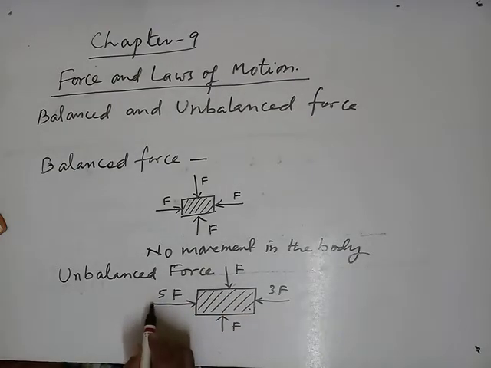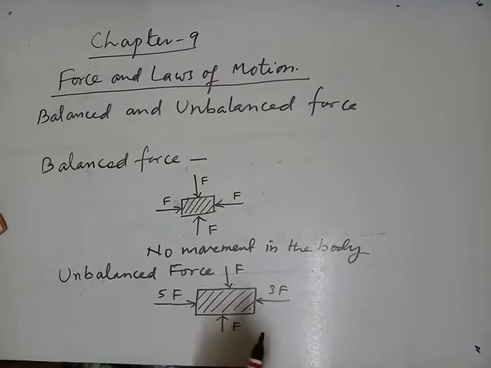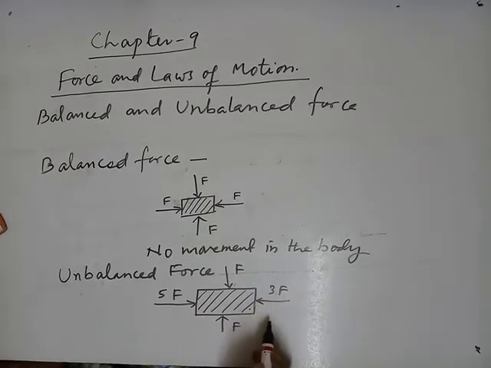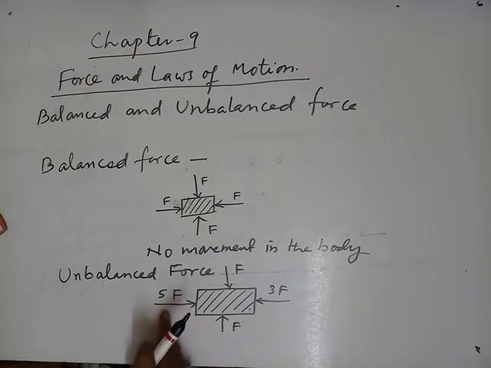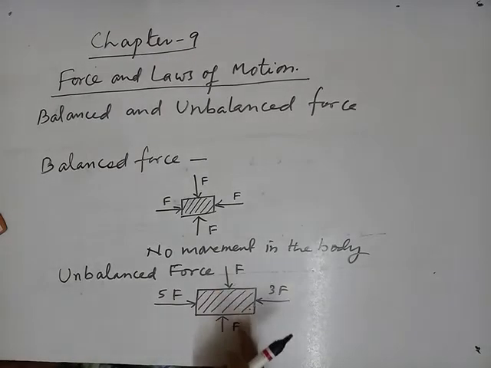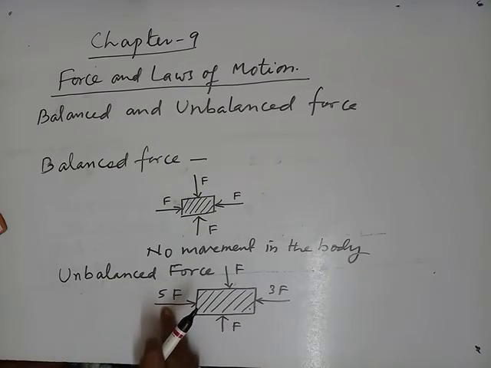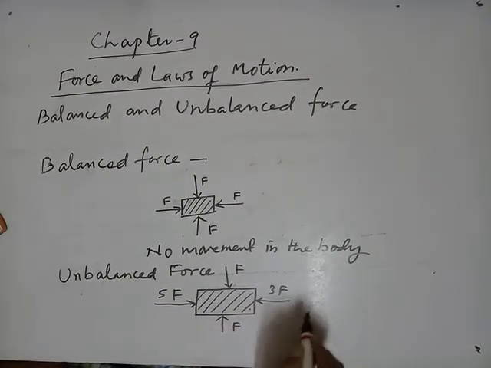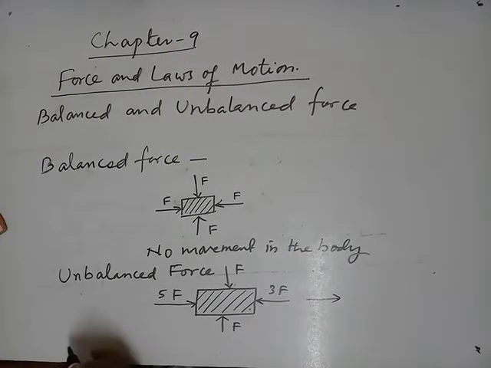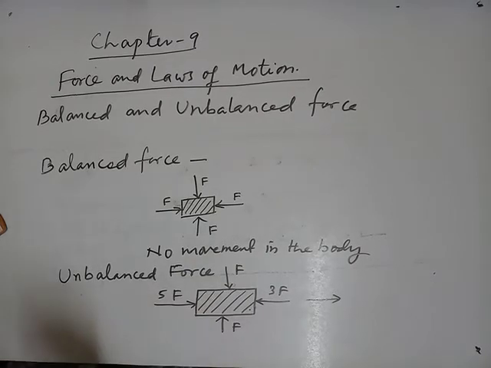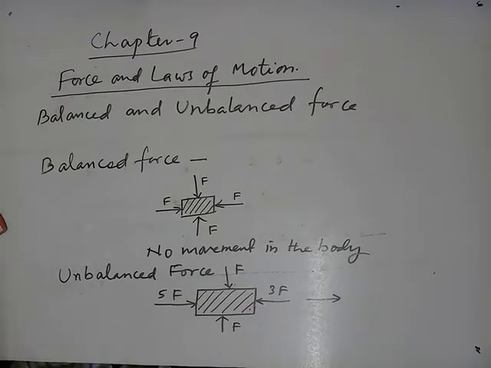Look here, the force here is 5 F, that means 5 times greater than F. This is the force acting here, 3 F. Now look here, this force is definitely more than this one. These forces are balancing each other. But this force is more than this force here. Therefore, the body will move in this direction. Therefore the force acting on this body is unbalanced force. This is called unbalanced force.